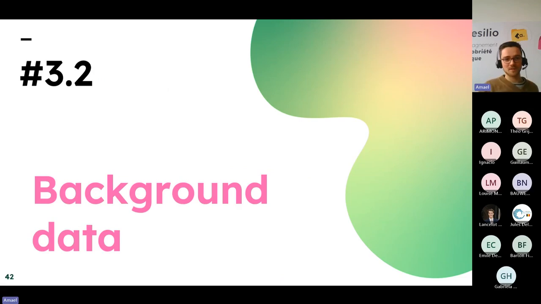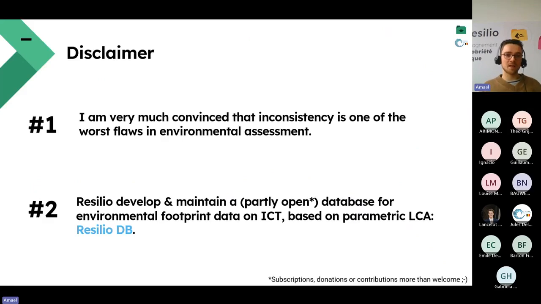We talked about methodology, now jumping into background data. I must give one disclaimer. I'm very much convinced that inconsistency in data is one of the worst flaws in environmental assessment, as you may have understood from my previous parts. So I might be biased on this. And second bias, Resilio develops and maintains a partly open database for environmental footprint data on ICT, whose name is Resilio database. So that you know, I'm not perfectly independent on this discussion. But let's go to the different sources of data you may use.